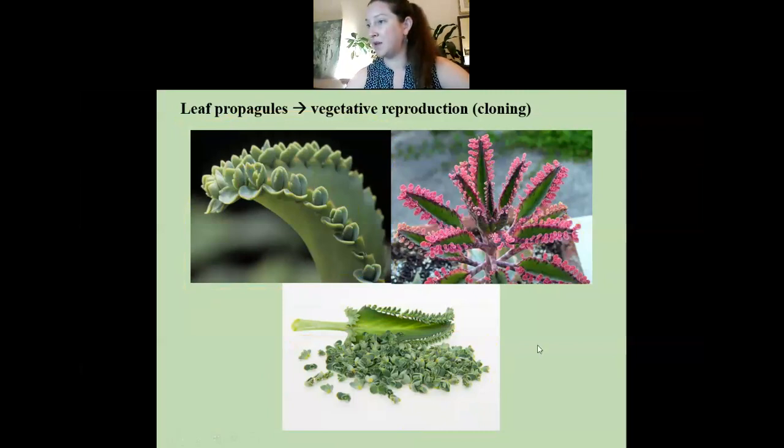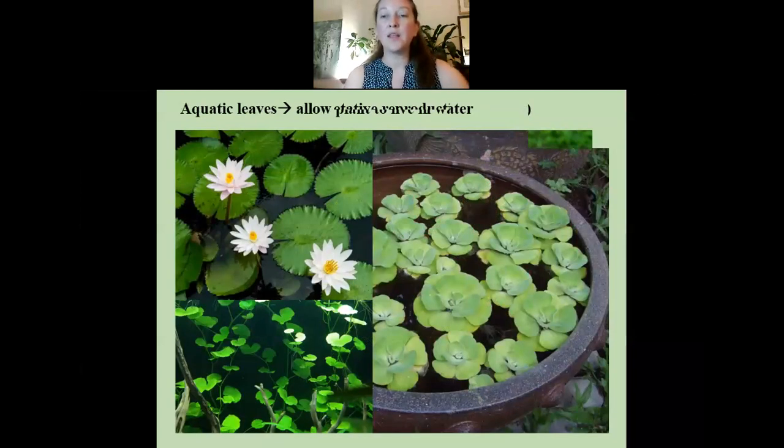All right. Got just a few more slides. So then another type of leaf adaptation are aquatic leaves. So these allow plants to live in the water. So they have certain characteristics about them that allow the plant to live in the water, often submerged, right? Completely submerged.